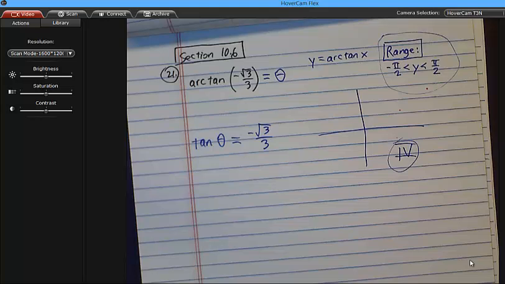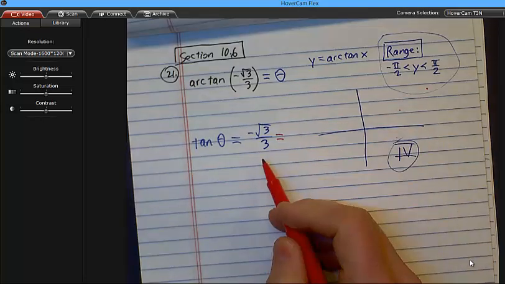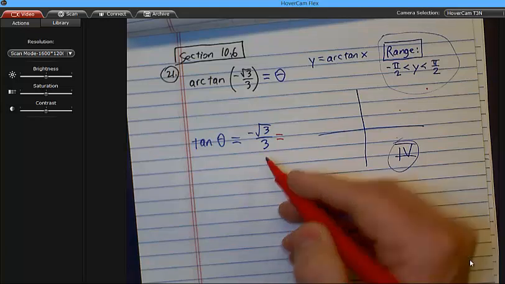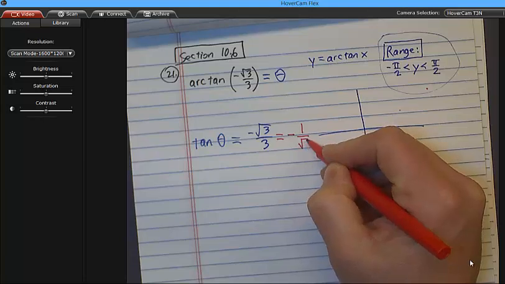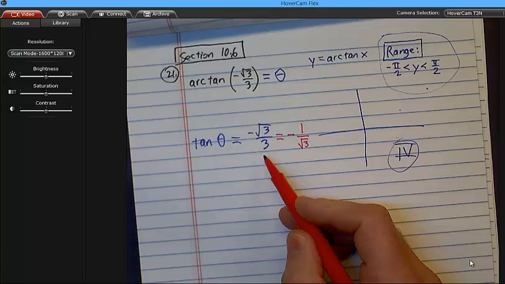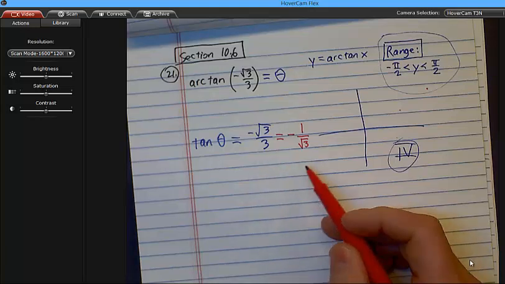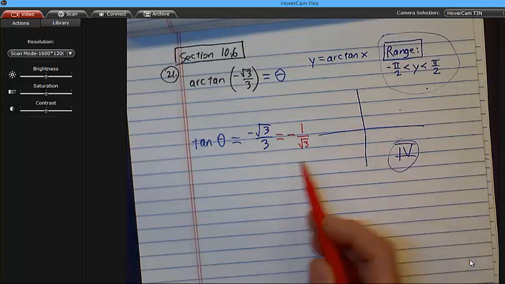And by the way, I want to point out a couple of things. See, this guy comes up a lot. Square root of 3 over 3. Would you believe me if I told you this is the same as negative 1 over square root of 3? I mean, that's kind of weird. How would you get from the red to the blue, though? That's easier. You'd multiply top and bottom by what? Radical 3. That would get you back to the blue.